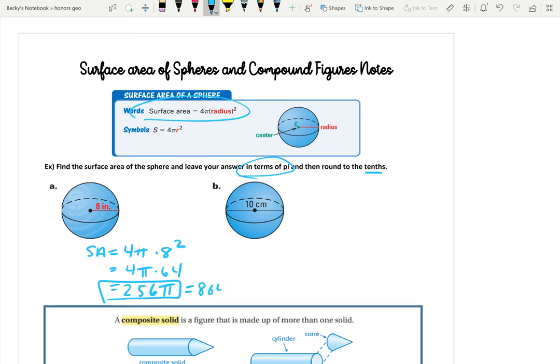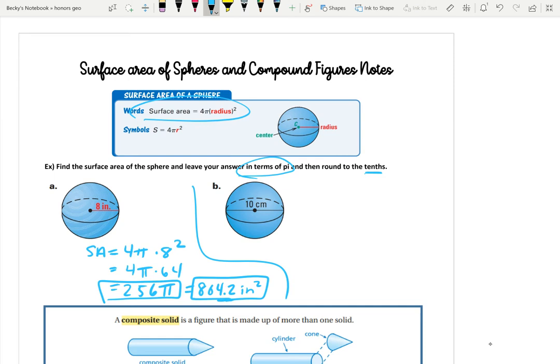I have 804.2477. I use the pi button, but if I'm rounding to the tenths, I would round it off to the 2. So I would get rid of those. And this is in inches, so it's squared.